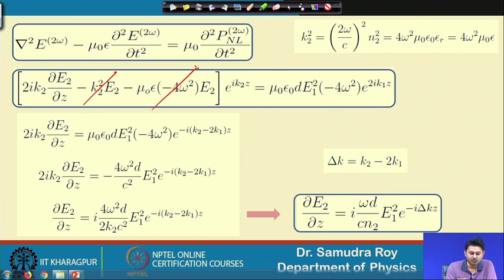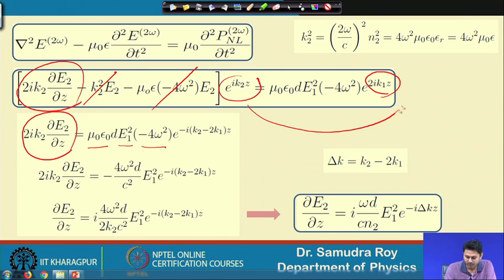So, if we remove this term, then we have only this term in the left hand side, and in the right hand side we have some term which is mu 0 epsilon 0 d E 1 square minus 4 omega square. This phase is going to modify because we have this term here.